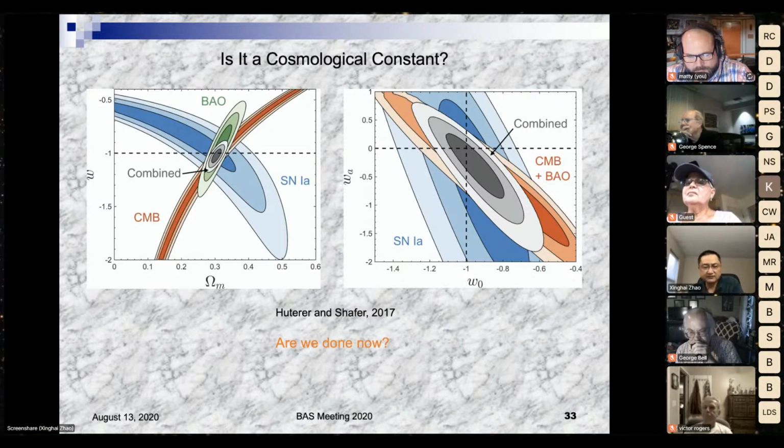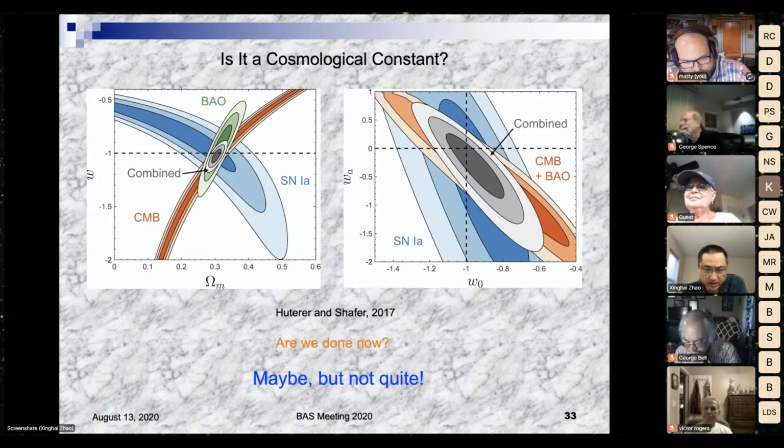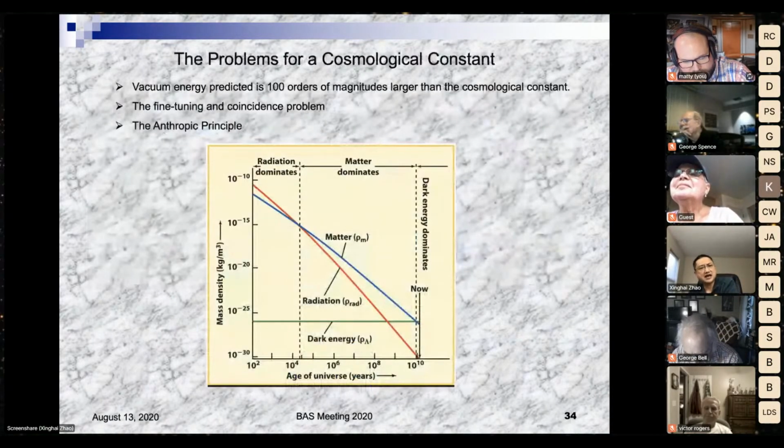So are we done? We have a cosmological constant, so we have an energy from the vacuum, that's the dark energy. Are we done now? Not really. There are some problems. The first problem is, how do you know the magnitude of the vacuum energy is the energy we have now?